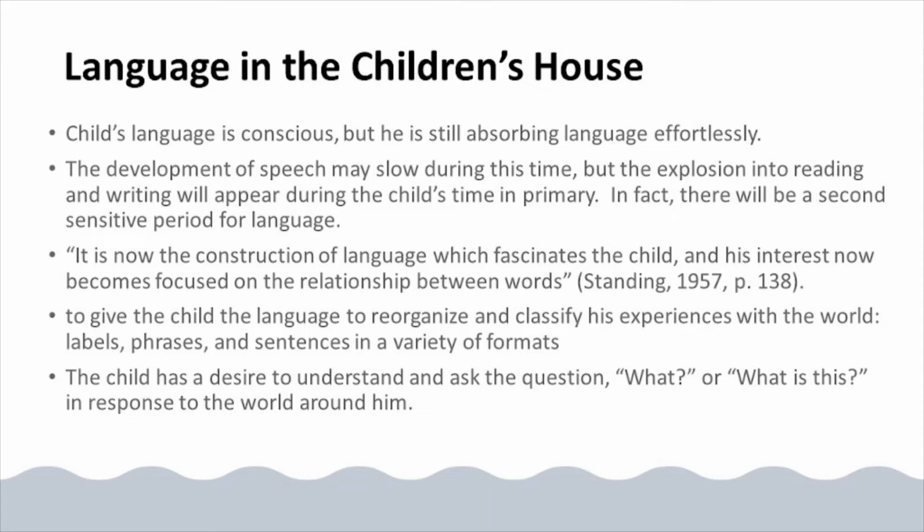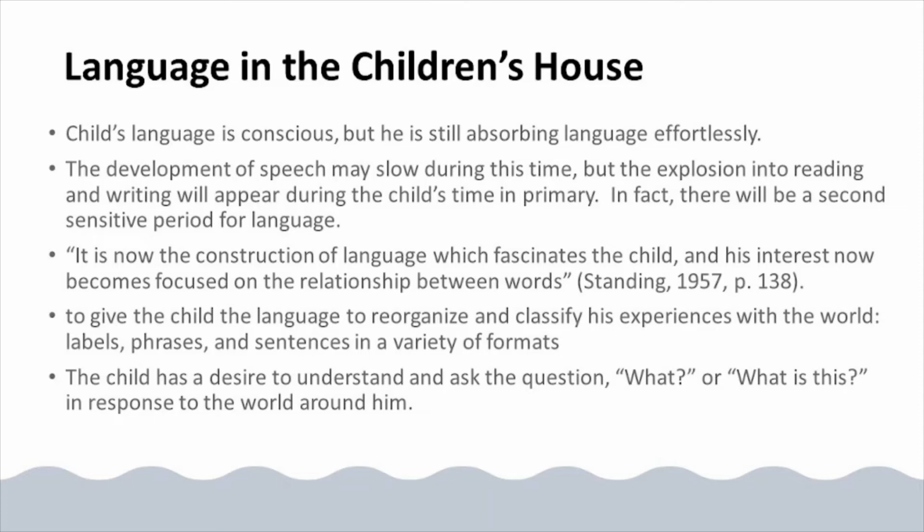And then the development of speech may slow during this time, but the explosion into reading and writing will appear during the child's time in primary. And that's the children's house, that 3 to 6 age group. In fact, there will be a second sensitive period for language during this time, and language is one of those sensitive periods that can tip over a bit into the second plane of development. So it's possible that the child might even be a little older than 6 and still be in that sensitive period. So I don't want you to say, oh, the child's 6 now, they're totally done being absorbent. Nature doesn't work like that, right? We're all just a little bit different. But this is a general guide, about generally how it works.